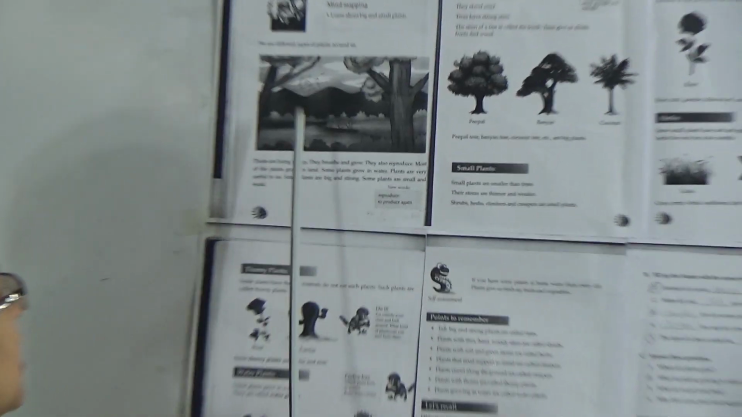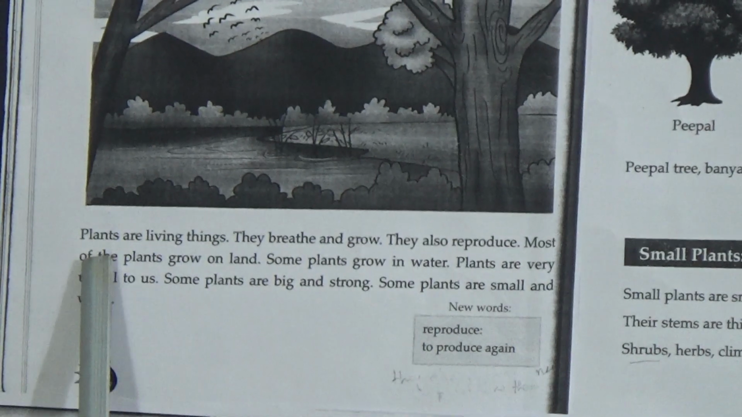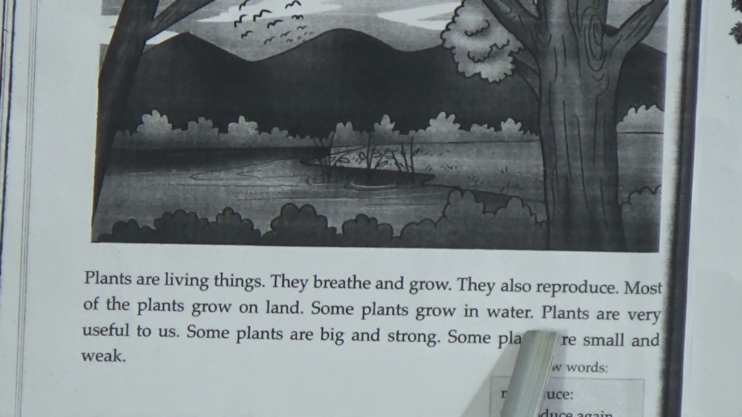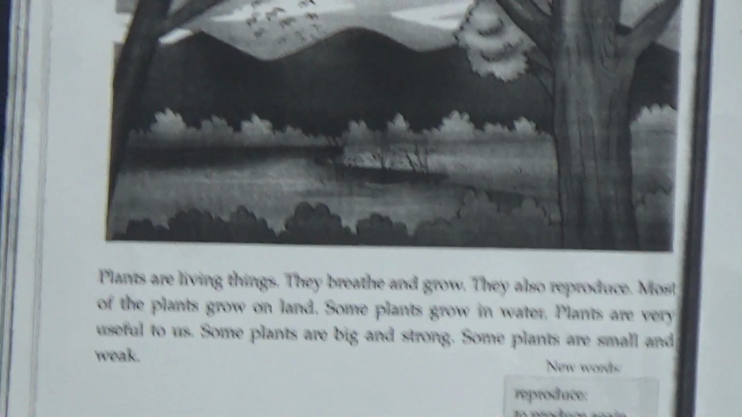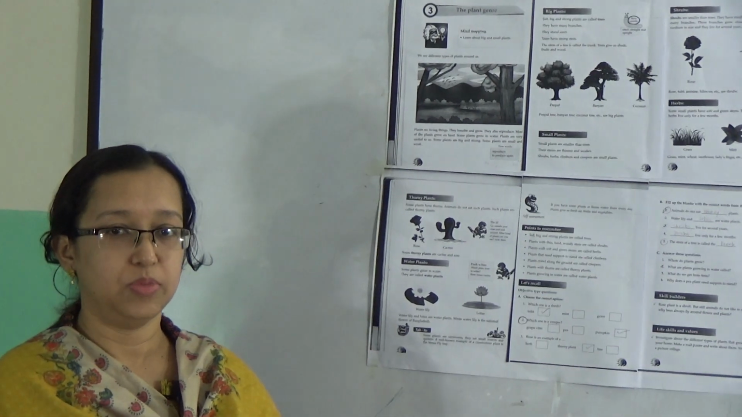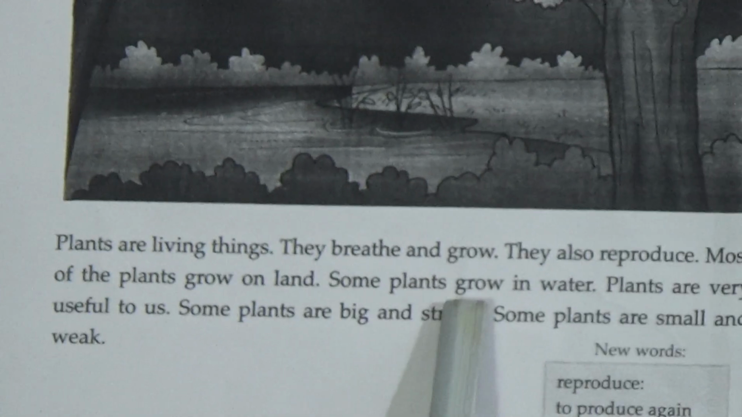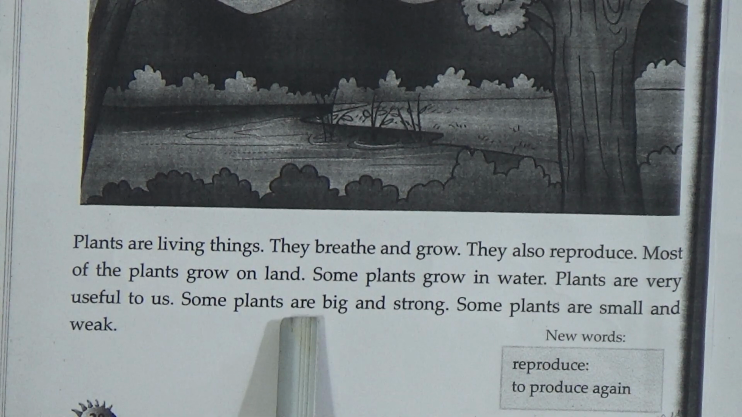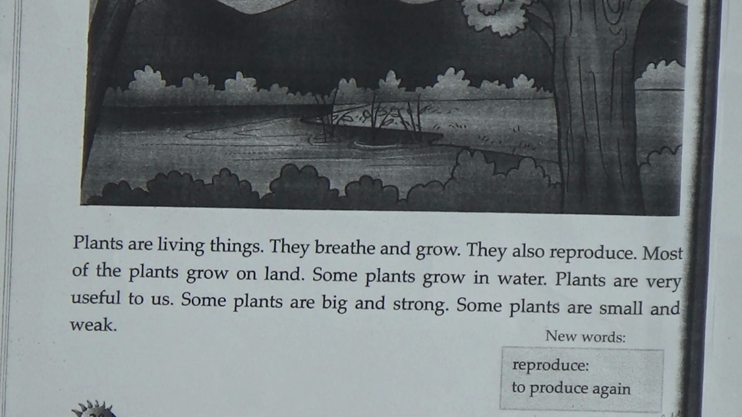Let's read. We see different types of plant around us. Plants are living things. They breathe and grow. They also reproduce. Reproduce means a new plant can be born from an old plant. Most of the plants grow on land. Some plants grow in water. Plants are very useful to us. Some plants are big, some are strong. Some plants are small and weak.